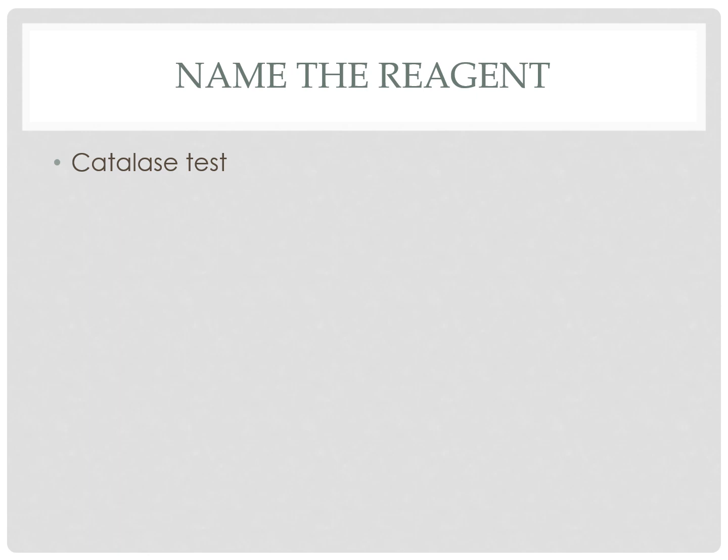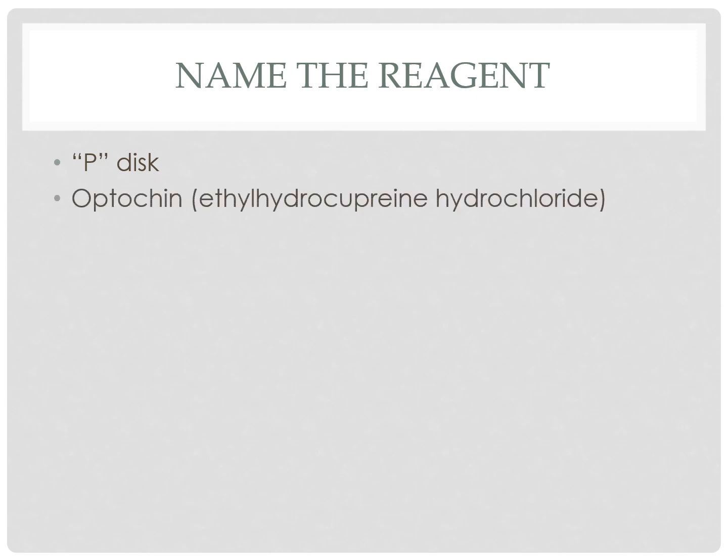All right, let's go ahead and name the reagent. If you have the catalase test, what's the name of the reagent? The reagent would be 3% H2O2. If you're dealing with the A disc, what does the A disc stand for? The A disc stands for bacitracin disc, and the bacitracin disc is one that we can use to determine if we have a Staphylococcus species versus a Micrococcus species. The P disc is a disc that is used to determine if we have a Streptococcus pneumoniae. This is also known as the optochin disc, or ethyl hydrocupreine hydrochloride.